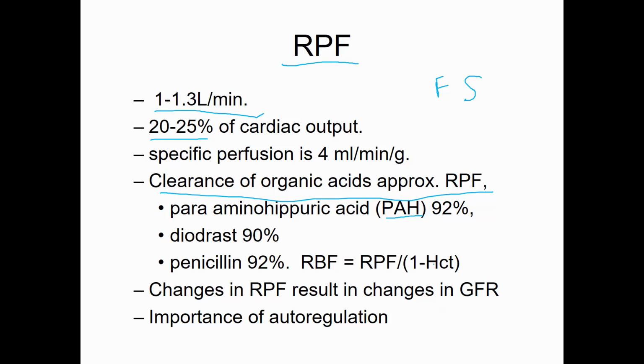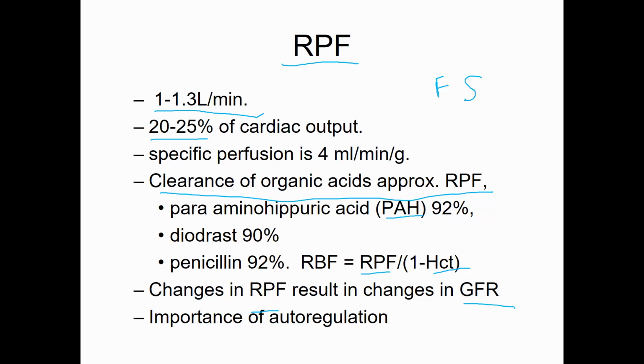Then what else do you need to know? You need to know your hematocrit. So if you know your renal plasma flow and you divide it by 1 minus the hematocrit, then you can work back to renal blood flow. Now, why do we care? Well, the renal plasma flow is going to end up being highly related to the glomerular filtration rate.